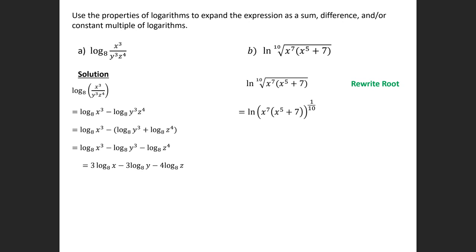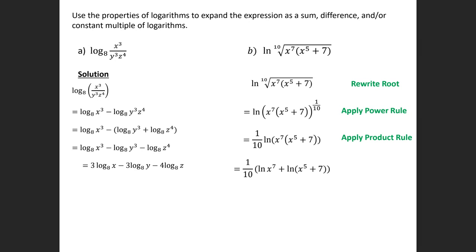All right. So now that I have this, I can use my power rule, and that 1/10 is going to be multiplied to my log. Then I see that I can use a product rule. I have two things that are being multiplied inside the same base of my natural log. So I'm going to apply my product rule. This is going to give me 1/10 times the natural log of z to the 7th plus natural log of x to the 5th plus 7.